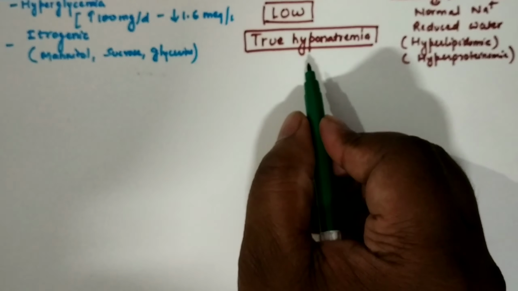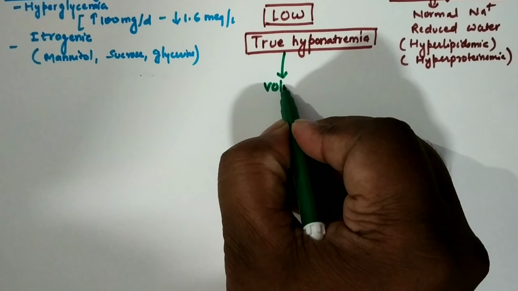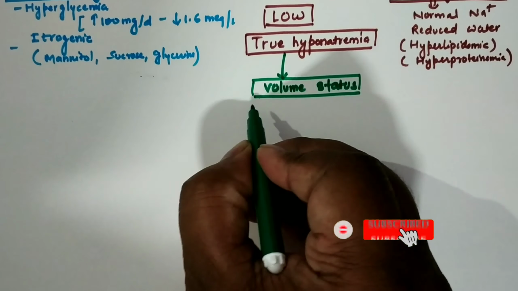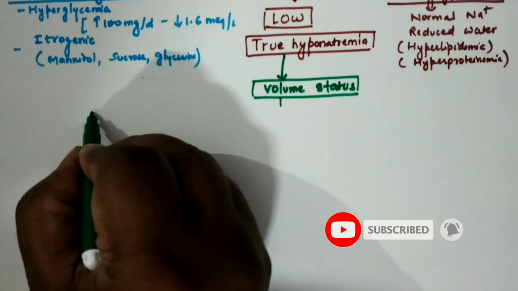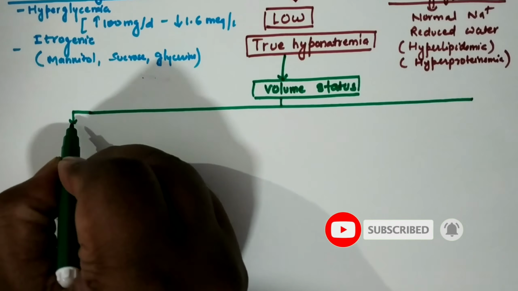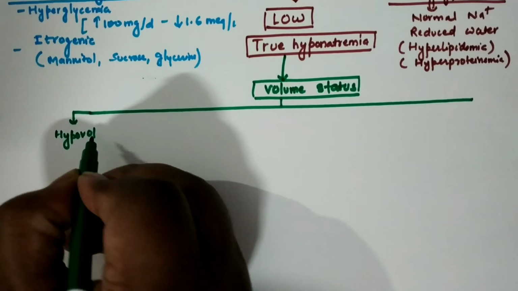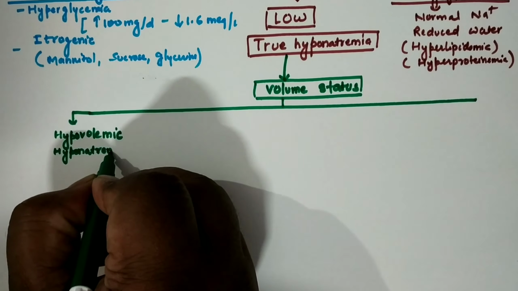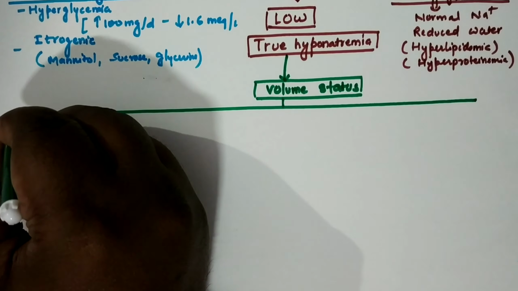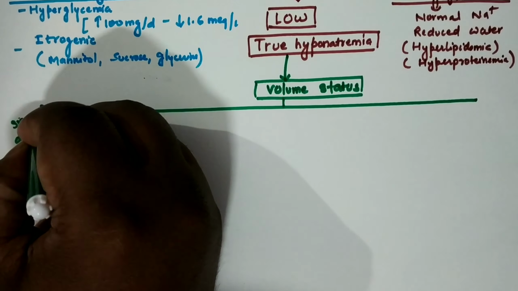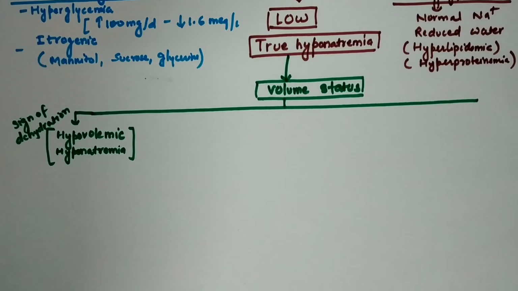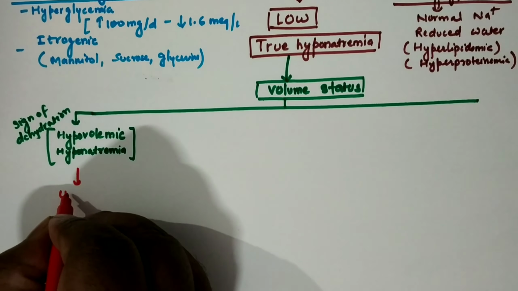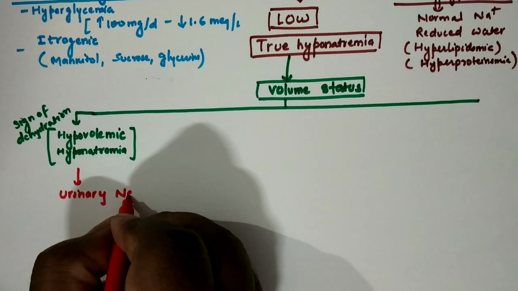Now we have true hyponatremia. If we have true hyponatremia, we look for the volume status, but the volume status is very difficult to assess. Still we assess the volume level of the patient, and if we get signs of dehydration, so we have hypovolemic hyponatremia. Then we look for urinary sodium.